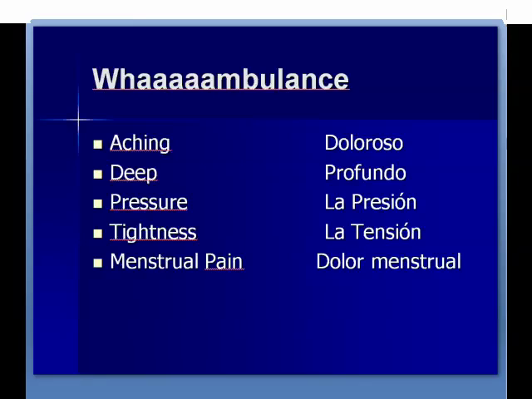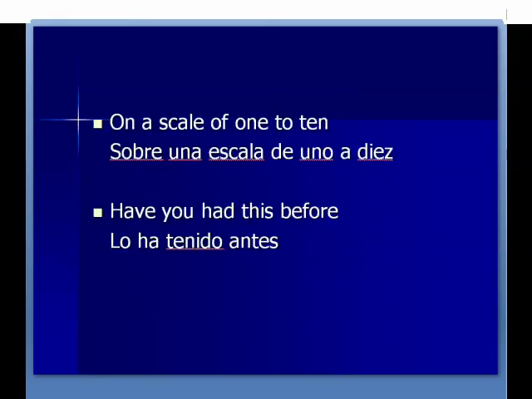Pressure, la presión. Tightness, la tensión. Menstrual pain, dolor menstrual. On a scale of 1 to 10, sobre una escala de 1 a 10.